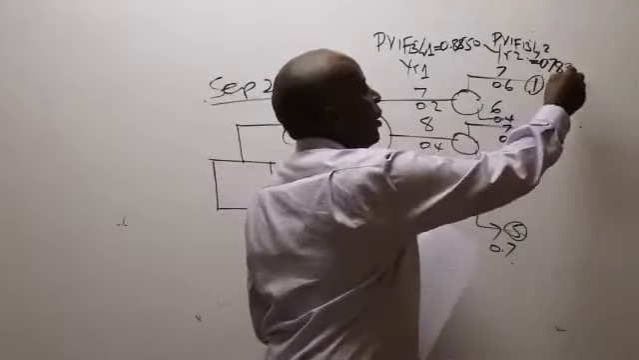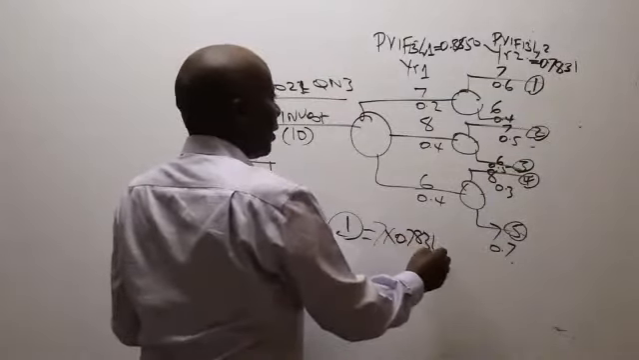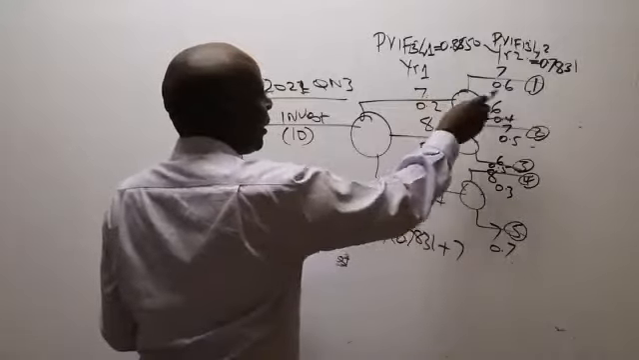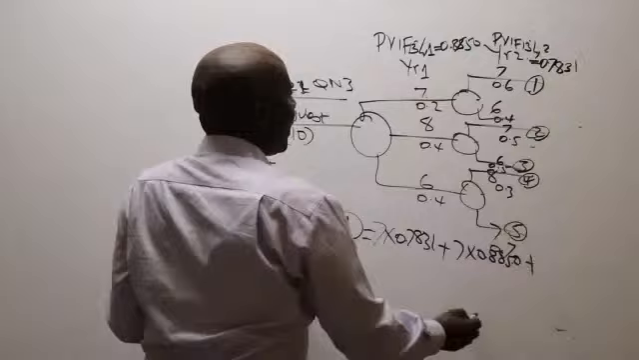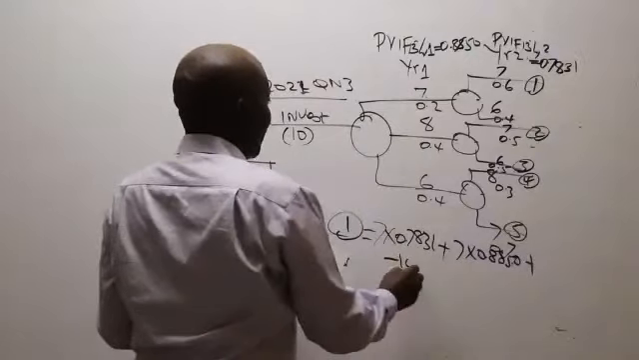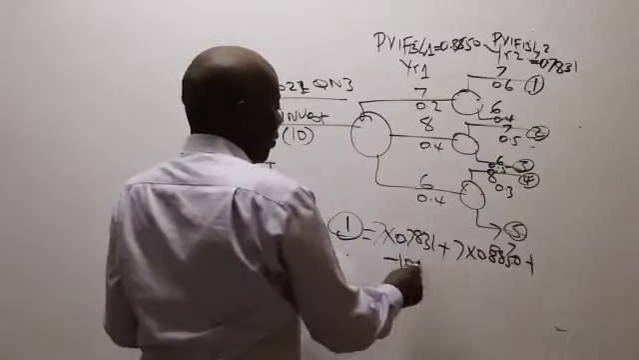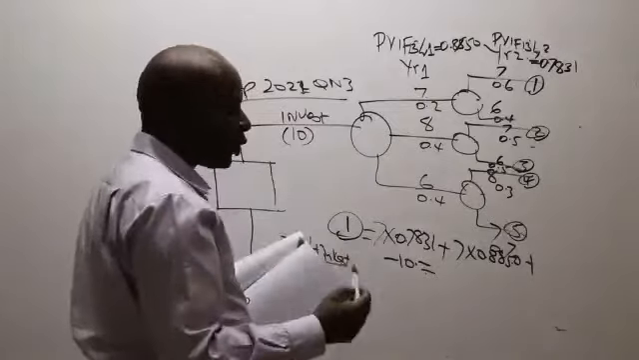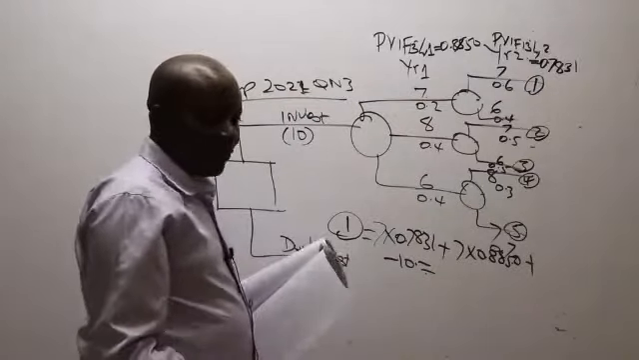So you will say 7 times 0.7831, plus this other 7 here times 0.8850, plus we have here minus 10. Then you should be able to give us the figure. So you'll be able to continue with this, go to branch number 2, branch number 3, up to branch number 5.